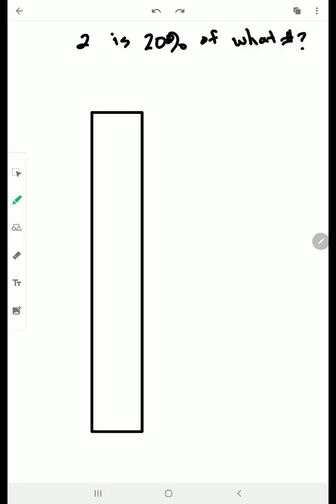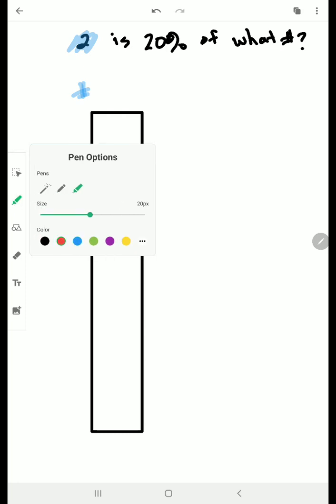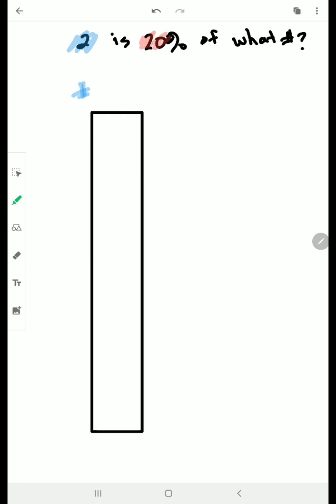Hi guys, we have a problem very similar to what we did last time. We've got 2 is 20% of what number? Last time it was 2 is 50% of what number, and what I changed was the 20%. You'll notice that we've got the 2. That's a number that will show up somewhere on this side of the number line. The other piece of information that we have is 20%. Well, the percents are going to show up on that side of the number line.